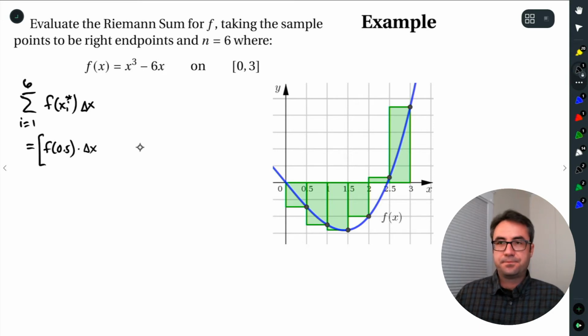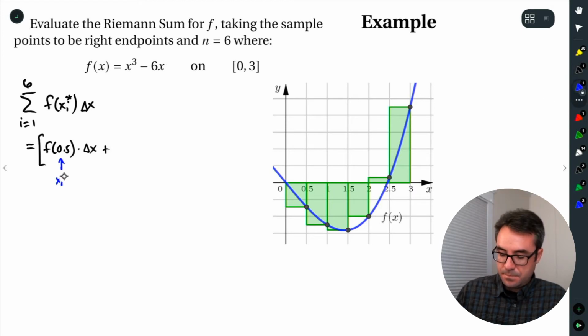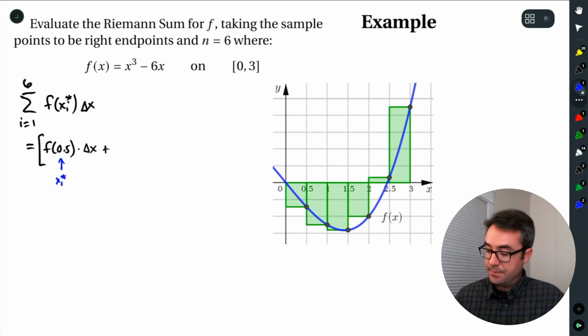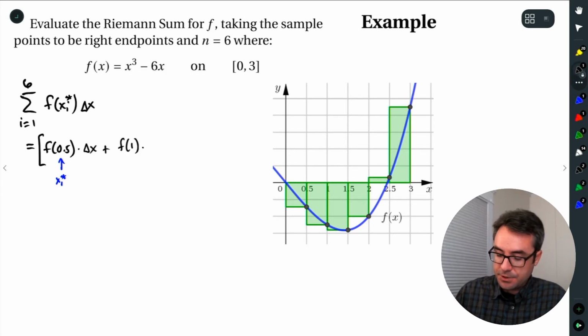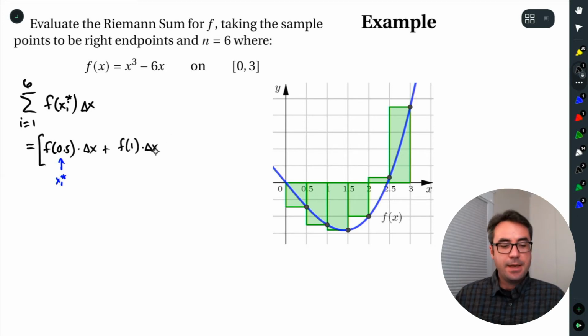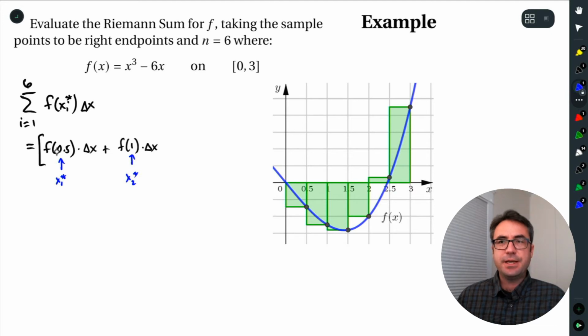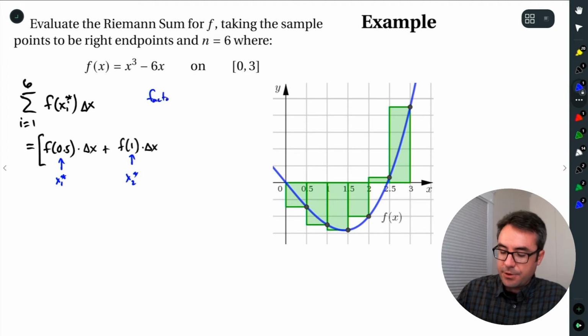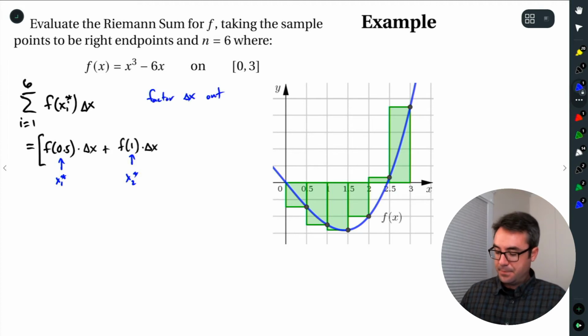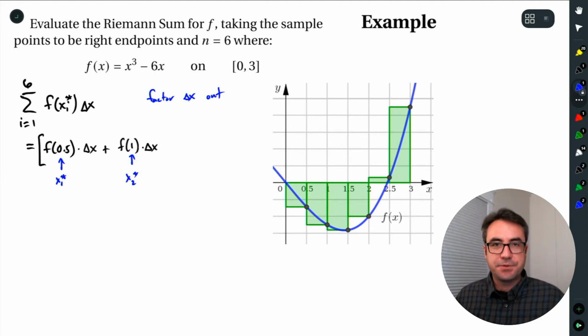Then what was x2? That was 1. So we're going to plug 1 into our function times delta x. And we keep repeating this. And as you do this, you might notice that each of these terms is going to have a delta x in it, and delta x isn't changing. So to simplify this a little bit, we can factor delta x out. And why that's helpful is it just produces less multiplication.